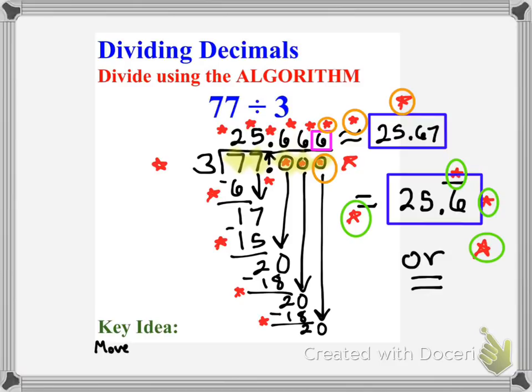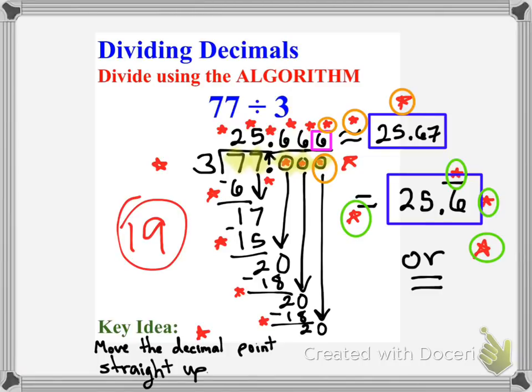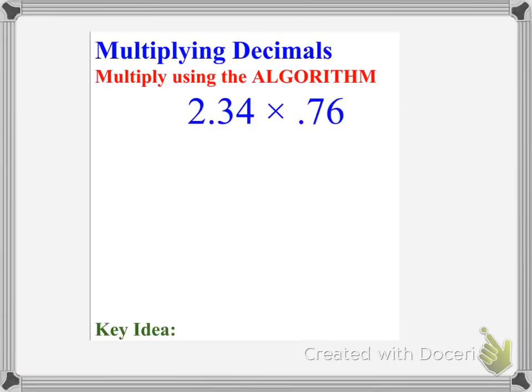So the key idea is going to be the same thing as before. We're going to move the decimal point straight up in the quotient. That gives you a star for the key idea. So the total number of stars, if you count them right and you only count the greens, or you only count the orange ones, you only count one way or the other, that gives you a total of 19 stars, okay, for this problem.